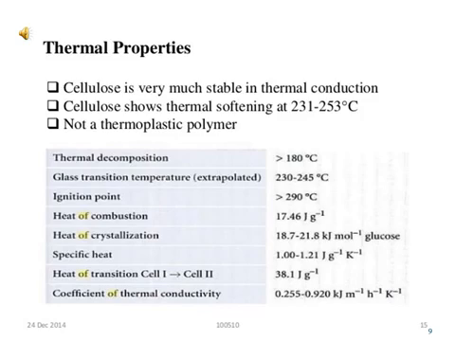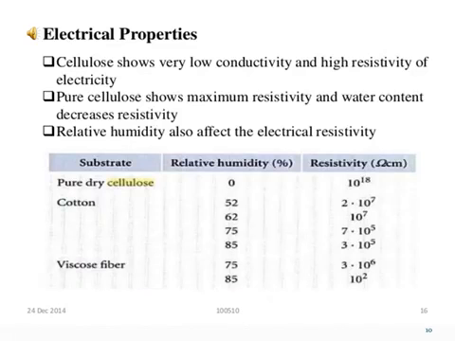Thermal properties. Cellulose is very stable in thermal conduction. Cellulose shows thermal softening at 231 to 253 centigrade. It is not a thermoplastic polymer. Electrical properties. Cellulose shows very low conductivity and high resistivity of electricity. Pure cellulose shows maximum resistivity and water content decreases resistivity. Relative humidity also affects the electrical resistivity.